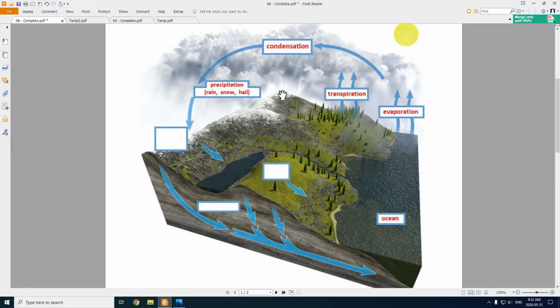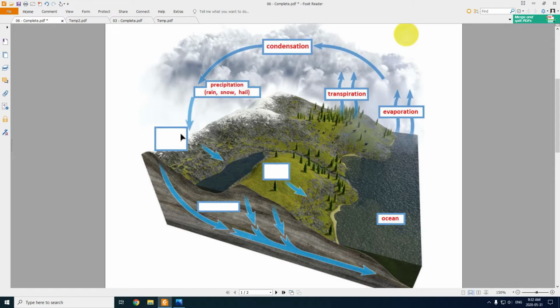So it might be rain, right? Or if it's cold enough, you might get snow or hail. So precipitation allows that gas form, right? It condenses back together into a liquid, or if it's cold enough, a solid, and precipitation allows that to now fall back to the earth.